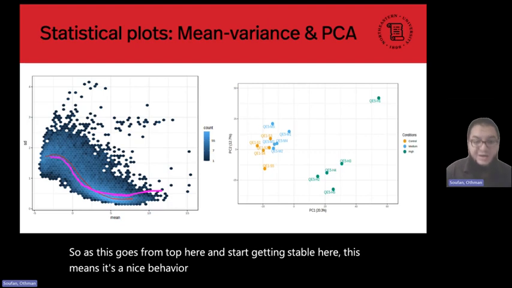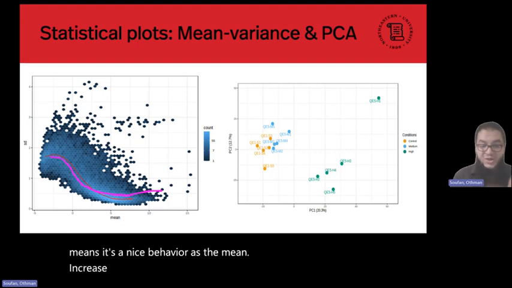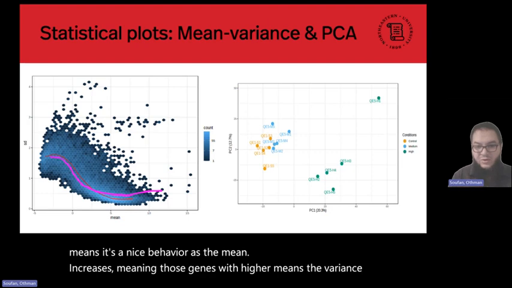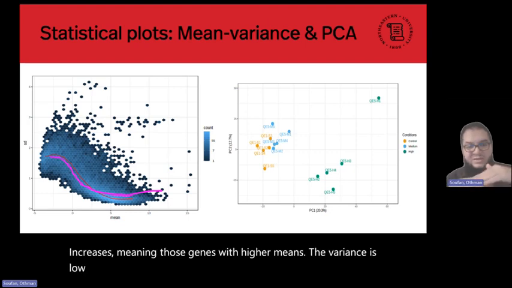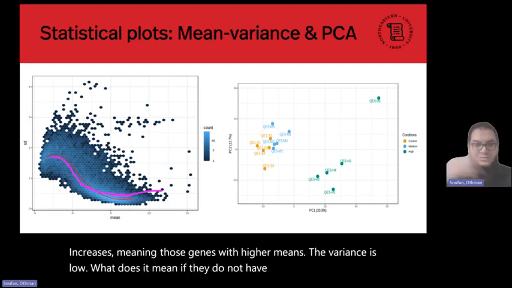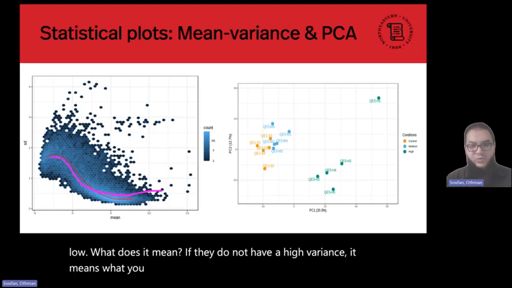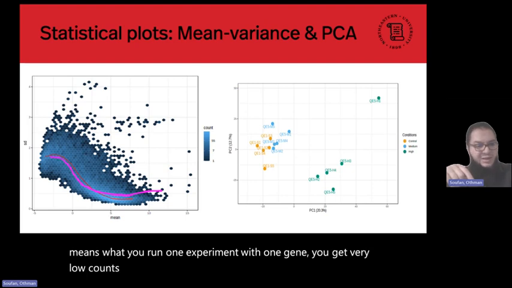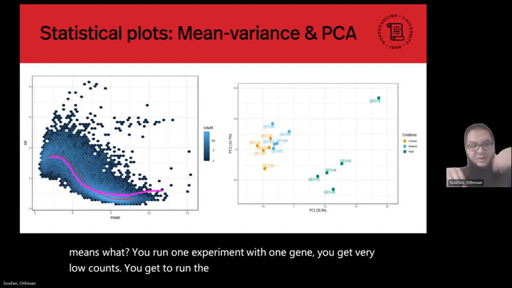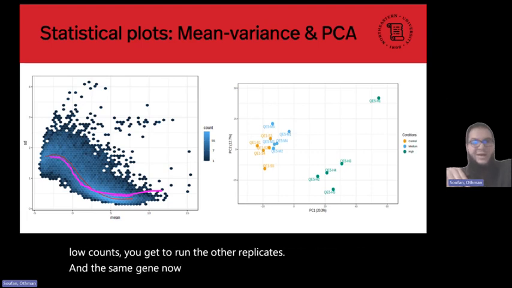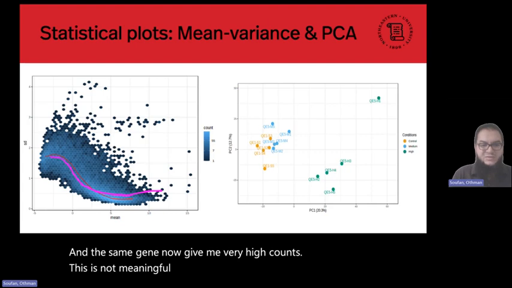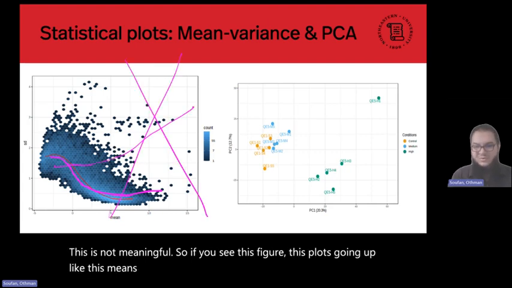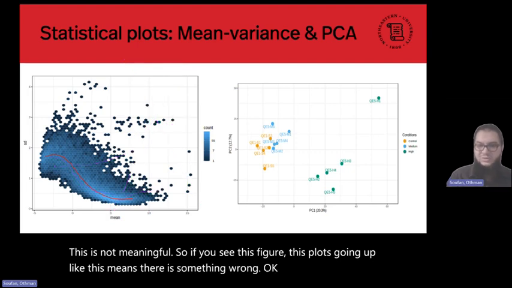As the mean increases, meaning those genes with higher means, the variance is low. What does it mean if they do not have a high variance? You run one experiment with one gene, you get very low counts, you run the other replicates, and the same gene now gives me very high counts. This is not meaningful. So if you see this plot going up like this, it means there is something wrong, okay? This is a hint for what we are trying to do.